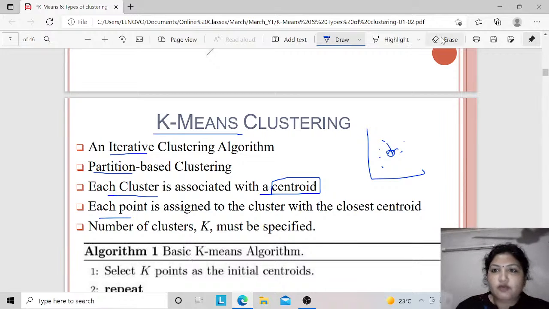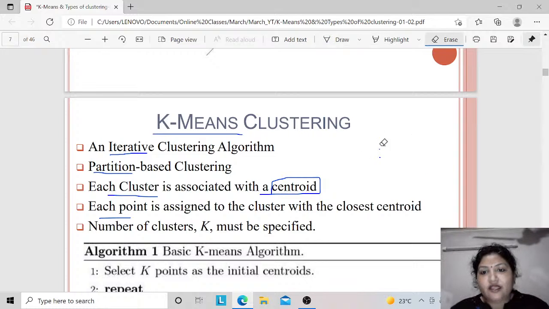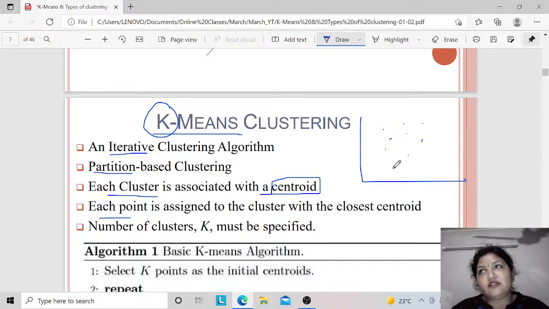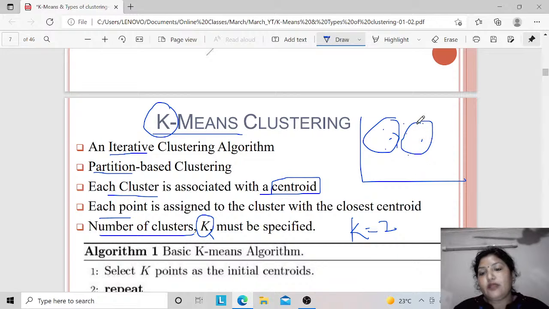So how it works basically: suppose we have different data points, right? The value of k is basically the number of clusters, so that needs to be decided beforehand, when you are making the clusters. k is the hyperparameter here. k means your number of clusters. So suppose my k value is 2, then my whole data set is segregated into two clusters.